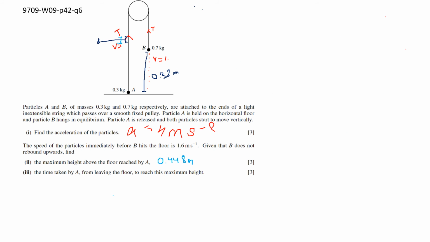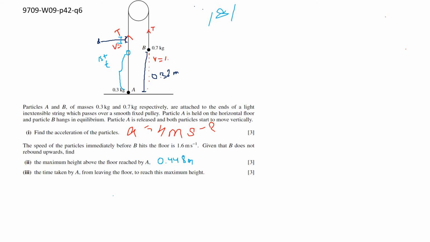And in the third part, we are asked to find the time taken by A. So we already got two answers of 6 marks. So let's do it. At first, what will happen? The first phase means this will move up to here, and we need to calculate the time for this phase. We call this the first phase. So let's calculate the time for the first phase.